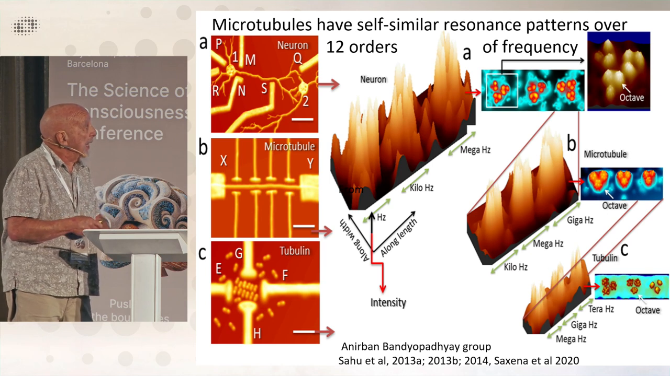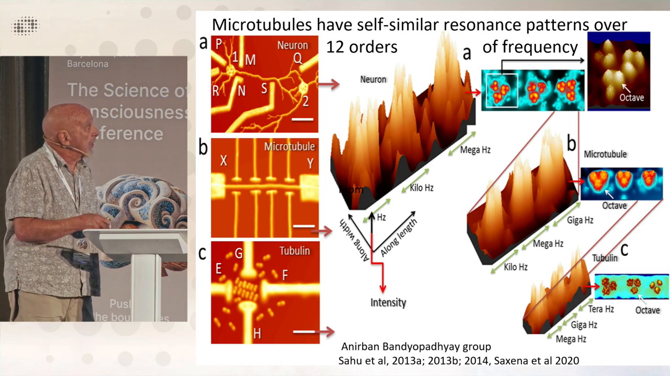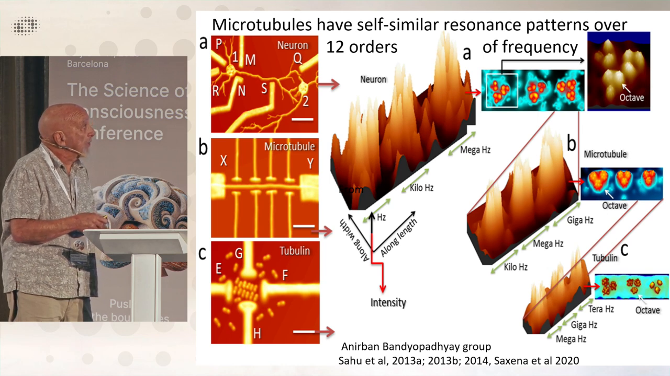And at every 3 orders of magnitude, in hertz, kilohertz, megahertz, you see 3 peaks, and each peak has 3 peaks, triplets of triplets. So here we see an AFM picture of the triplets, which he's calling octaves.